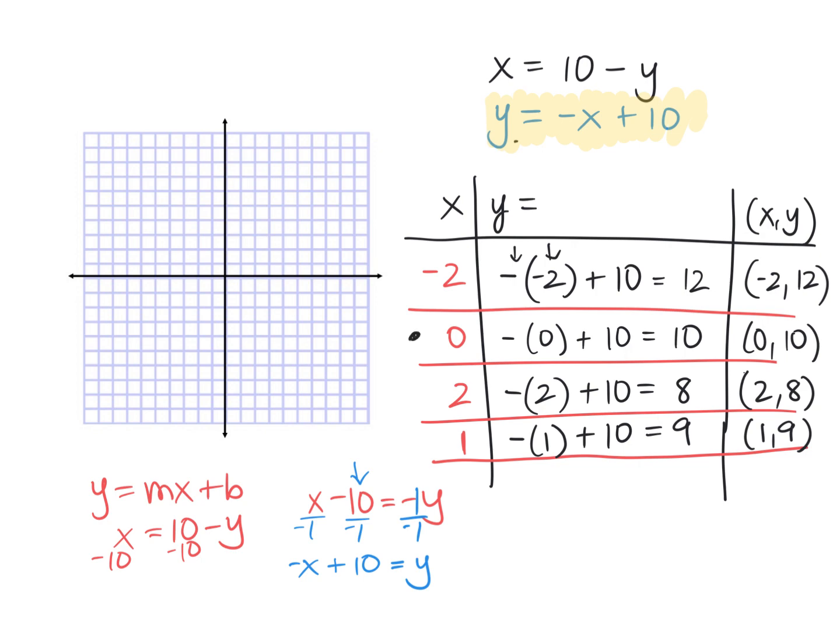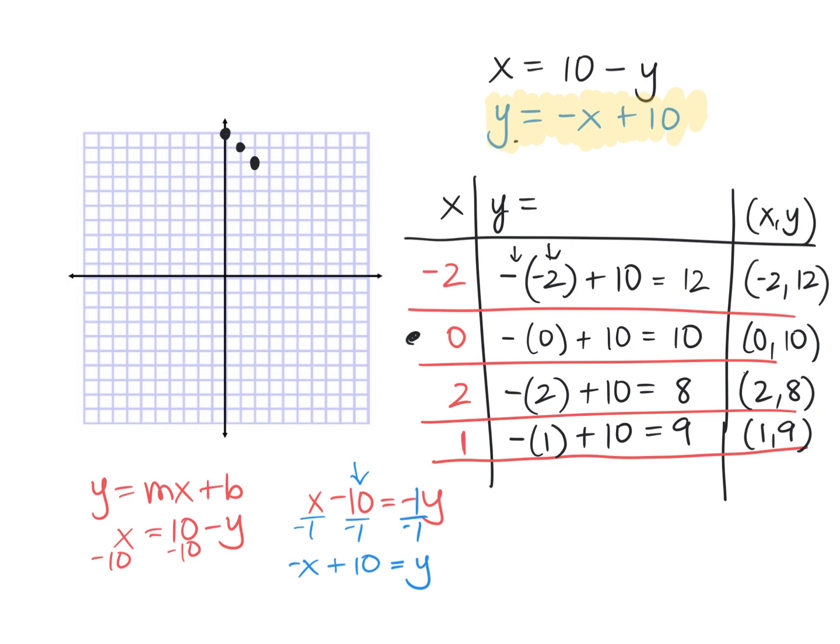So I'm going to start with this one here and graph 0, comma 10. Okay, that would be at the top of my graph. Hopefully this is a 10 graph. 4, 5, 6, 7, 8. Yep, all right, and then 2, comma 8. 2, comma 8 would be somewhere about here. 1, comma 9 would be right here.